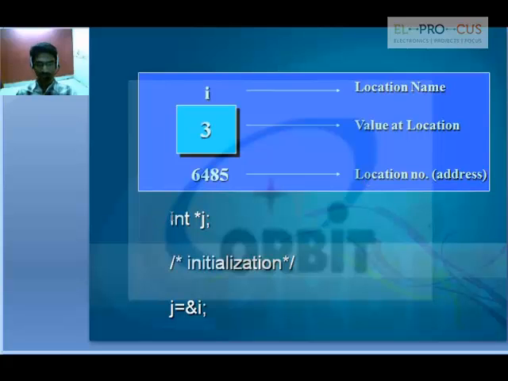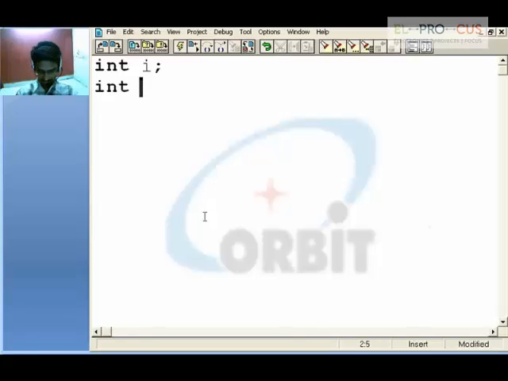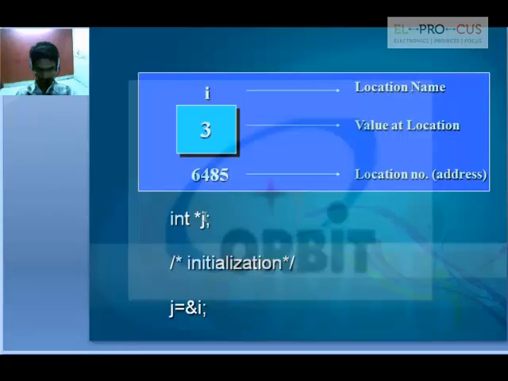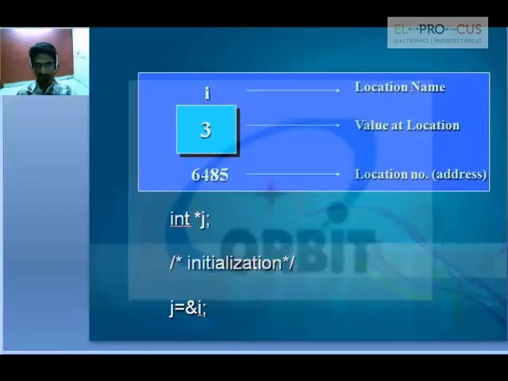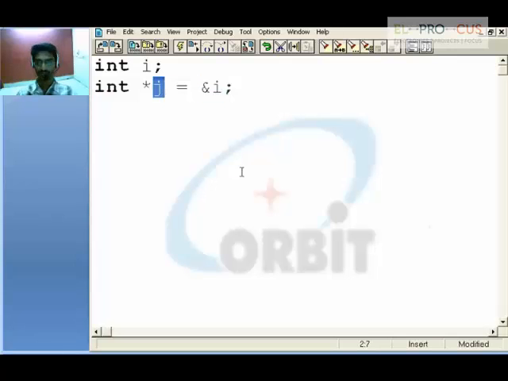So int star j, this says it is a pointer. Now when I say int j, it is a variable which takes integer values. Now this is a pointer variable which takes the address of another integer variable. And to place the address of another integer, this is how we'll be saying: j = &i, that is j takes the address of I. So this says place the address of I, which happens to be 6485, into the pointer variable j.